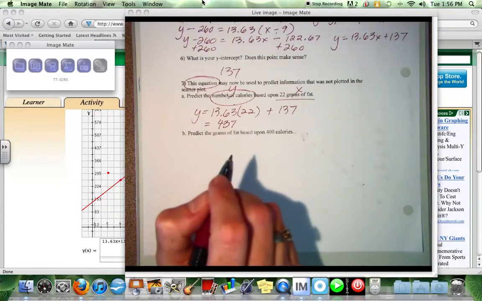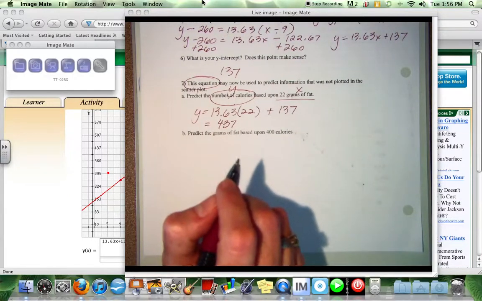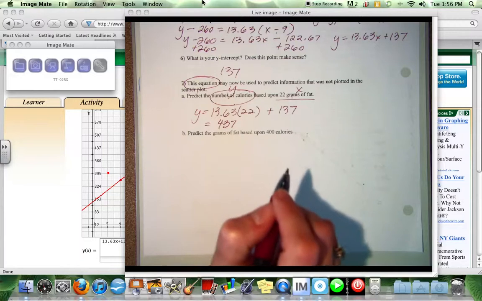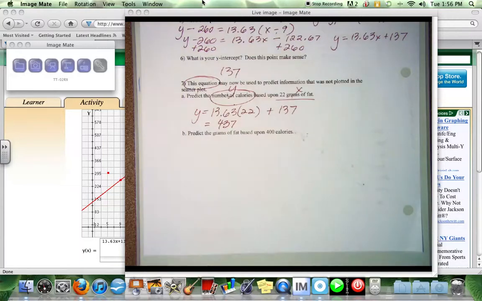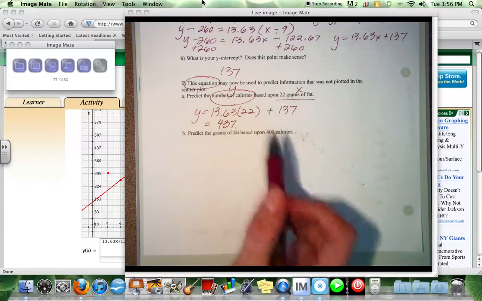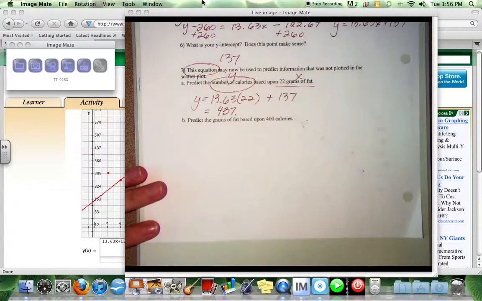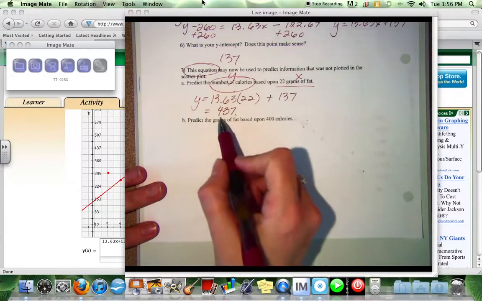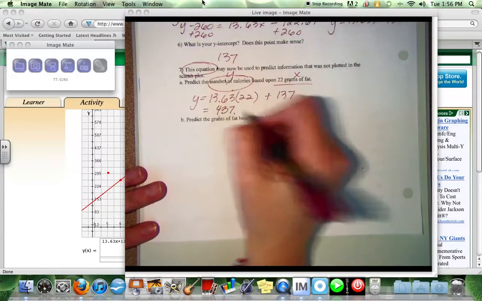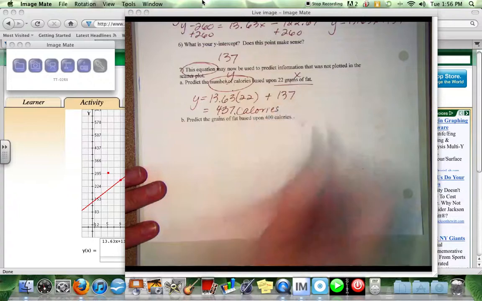Connor, how many did you come up with when you looked at the graph? I got 490. Okay. Our equation gave us 437. I got like 430. So 437 represents what units? Oh, calories. I just got really high.